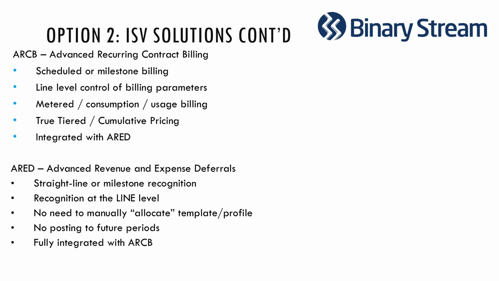We can set it up so if you have a 99-year deferral, we can build a schedule that shows you what that looks like for the entire 99 years, but nothing touches your journal entry or your general ledger until you want it to. You determine what gets posted and when. And again, it's fully integrated with our advanced recurring contract billing. So that example that we looked at, I can set that up in the advanced recurring contract billing so that my service contract gets properly deferred because ARED talks to ARCB automatically.